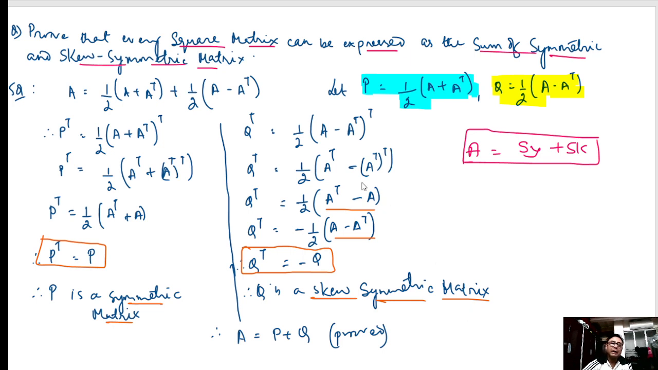That means I wrote A as P plus Q, and I proved that P was symmetric and Q was skew symmetric. That means we can tell that any matrix can be written as a sum of symmetric and skew symmetric. Clear?